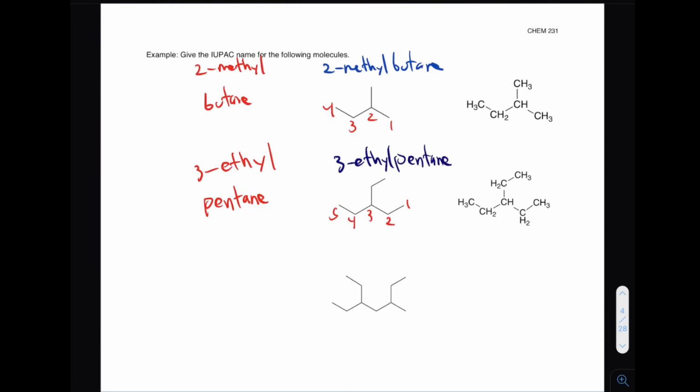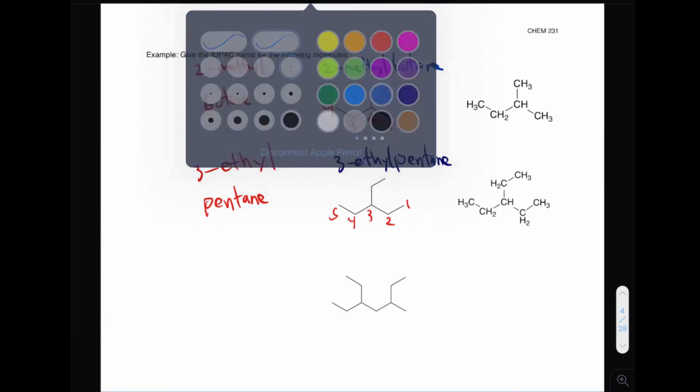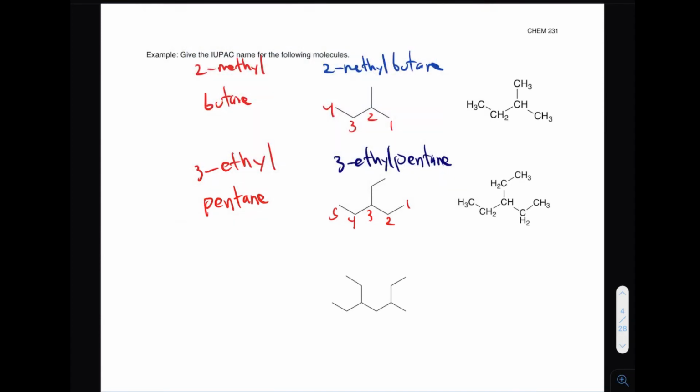Now let's go to this last example here. It looks a little bit more complicated. So how do we do this? Okay, we go through and we can think, okay, what's the right way to number this? So starting from the bottom, do 1, 2, 3, 4, 5, 6. Okay, so we can think, okay, that's hex.